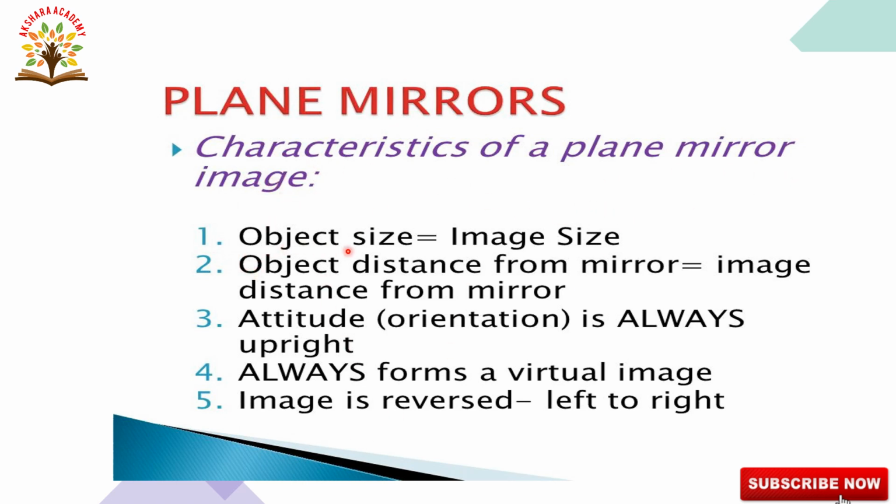First one, object size is equal to image size, and object distance from the mirror is equal to image distance from the mirror. The attitude, that is orientation, is always upright. It always forms a virtual image. The image is reversed, nothing but lateral inversion. Lateral inversion is the phenomenon where the left hand becomes the right hand or the right hand becomes the left hand.